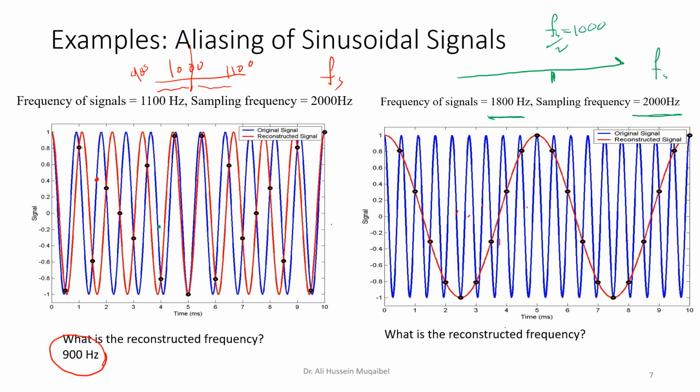Our frequency is really high, around 1800. So from here to here we have 800. This is going to be folded to the inside around the folding frequency, which is Fs/2. So 1000 minus 800 is going to be 200. So aliasing is very tricky. Although the frequency is higher, we're getting a lower frequency. It makes high frequencies look like low frequencies.